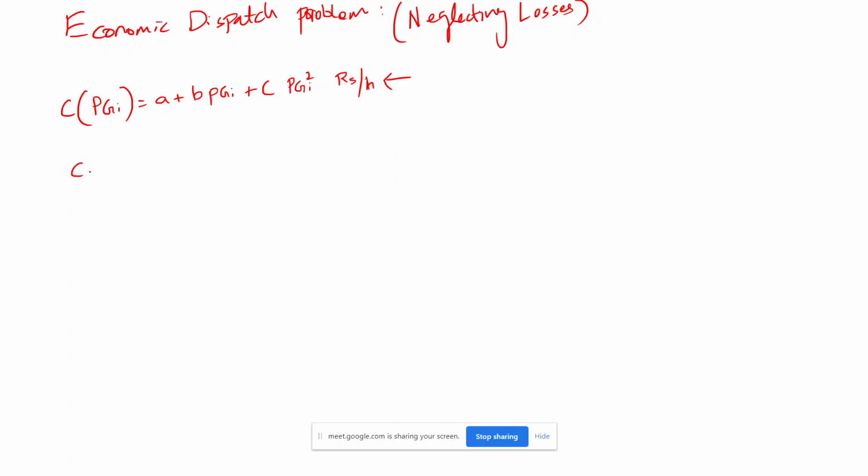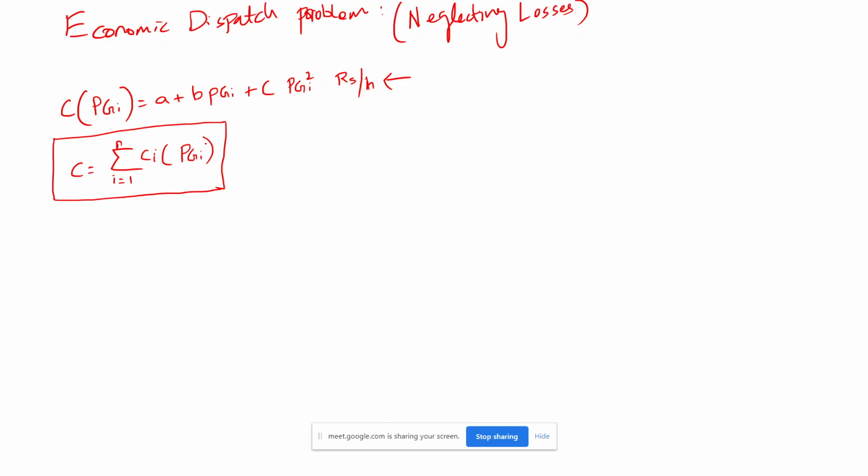The total cost C for the entire power plant is nothing but the summation over generators from 1 to n of the individual cost of the generators, C of PGi. This is the total cost of that particular power plant. If you add all the costs individually and make a summation, then you get the total cost. So this is very simple. This is a universal law, right?